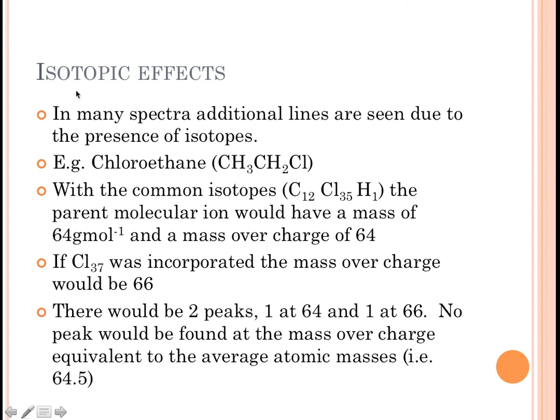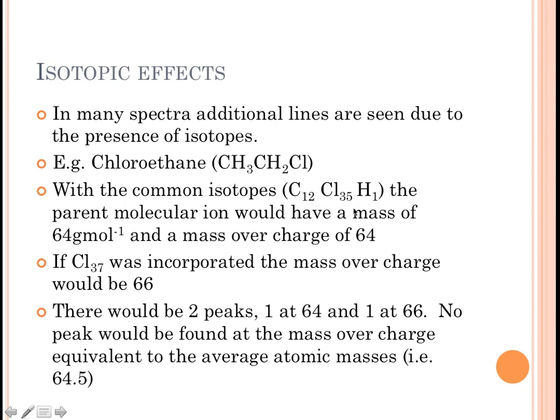In some mass specs, we're going to see some additional lines that might be due to the presence of isotopes. So they're going to be really close to the normal one, the one that we're expecting, but just a little bit higher. So for instance, if we had chloroethane, it's almost certainly going to have carbon 12 and hydrogen 1 in it, although those do have other isotopes as well. But commonly, when we have a halogen, all the halogens have got common isotopes.